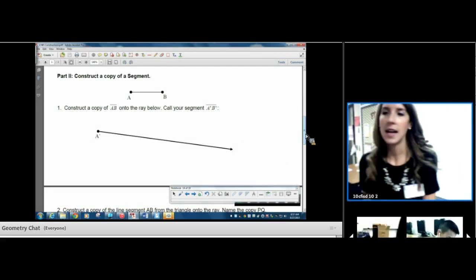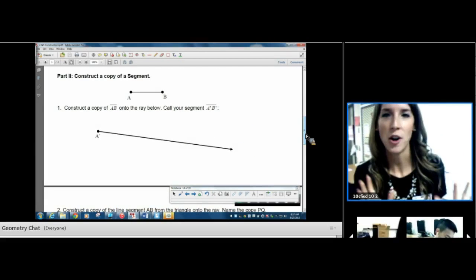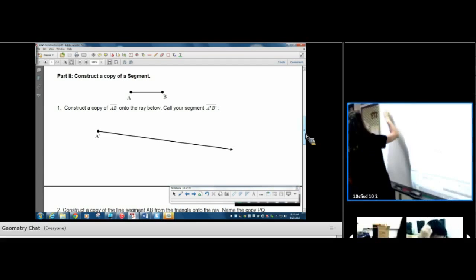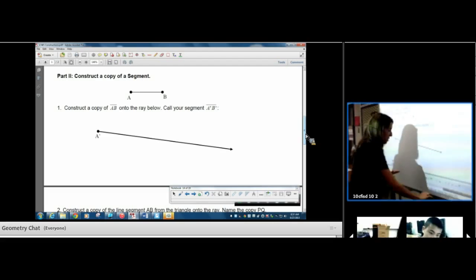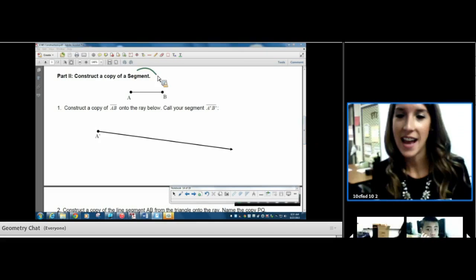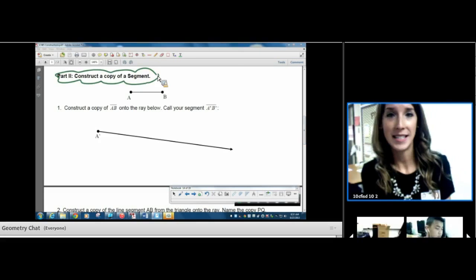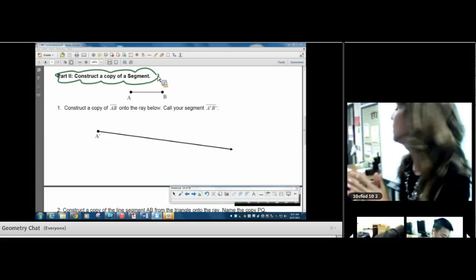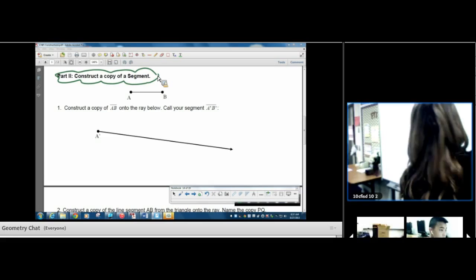Construct a copy of a segment. This is today's entire goal, right here: to construct a copy of a segment. So if you leave with nothing else today, I just want you to know how to copy a segment, and you're going to be like, whoa, that was the easiest thing ever. So this is how you copy a segment.